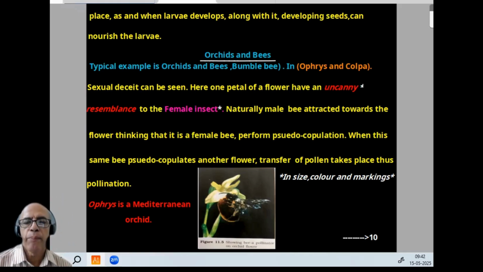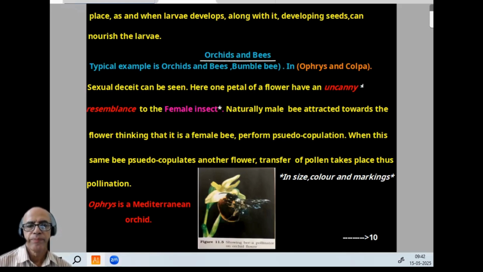When this same bee pseudocopulates with another flower, transfer of pollen takes place, thus pollination. So when it visits another flower, the previous pollen will be deposited, transfer of pollen takes place, thus pollination will be there. I think the idea is clear.